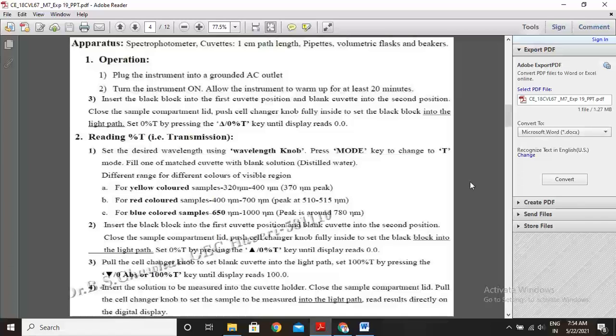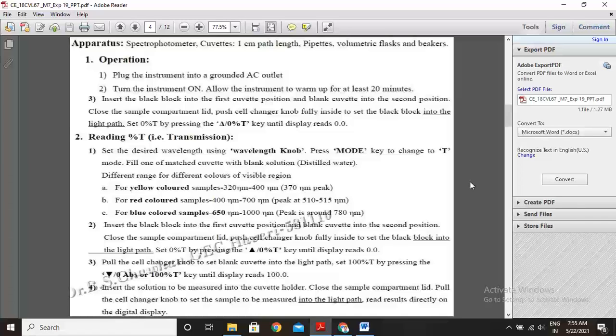Okay. And next step, insert the black block into the first cuvette position and the blank cuvette into the second position. Close the sample compartment lid. Push the cell changer knob fully inside to set the black block into the light path. Then set 0% T by pressing the upward symbol of the 0% key until the display reads 0.